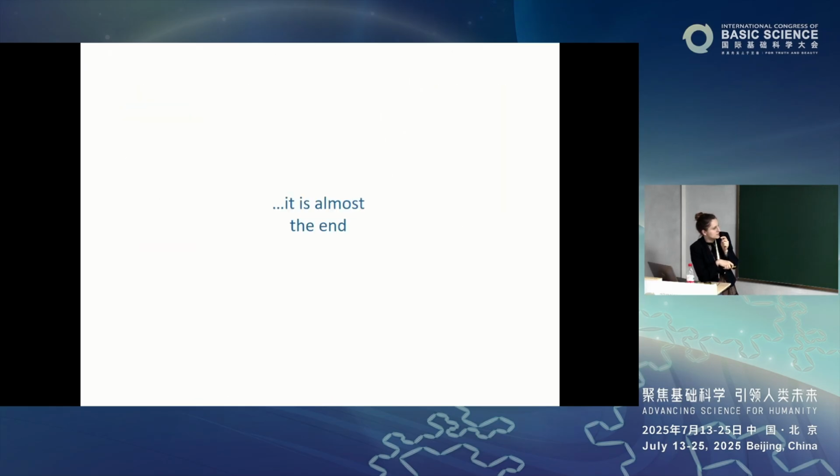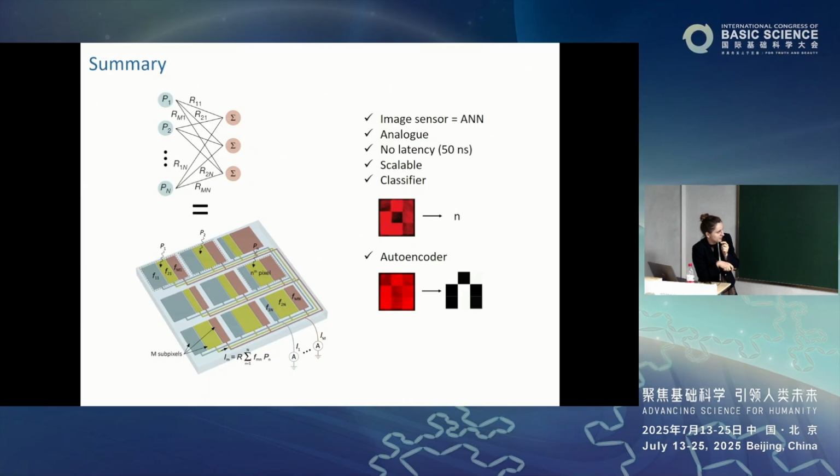Okay, so it's almost the end. Summary. I like to make this slide. If you didn't remember anything from the talk or you didn't listen, just this slide should be sufficient. So basically, a very basic neural network can be a chip with subpixels where different subpixels represent different weights. Actually, their responsivity represents different weights. Then they are connected, and the current that we measure is actually the matrix multiplication already. So you don't have to do it.